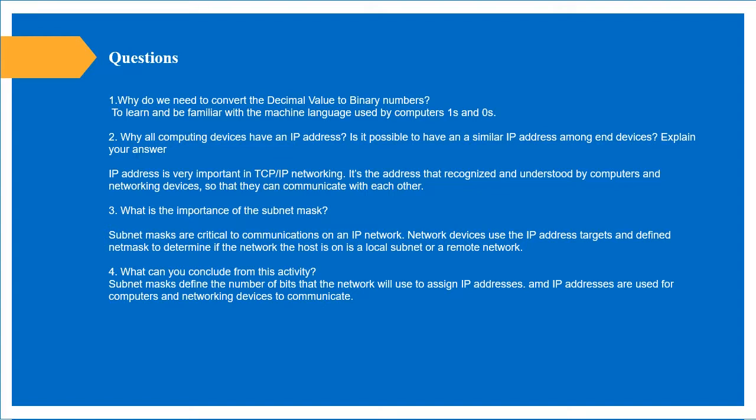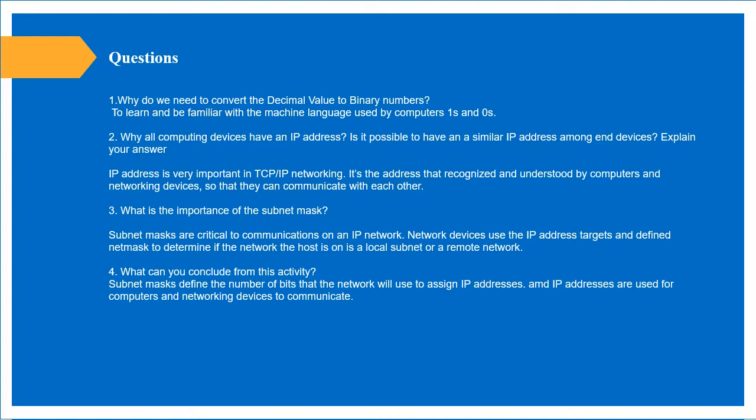Question 1, why do we need to convert decimal values to binary numbers? To learn and to be familiar with the machine language used by computers, ones and zeros. Question 2, why do all computing devices have an IP address? Is it possible to have a similar IP address among devices? IP address is very important in TCP/IP networking. It is the address recognized and understood by computers and network devices so they can communicate with each other.